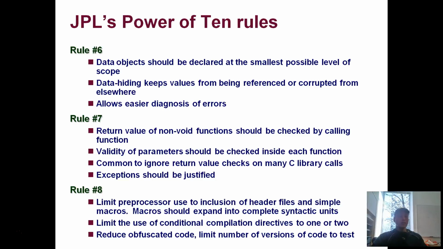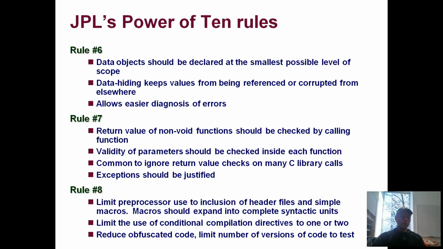Rule number 6, data objects should be declared at the smallest possible level of scope. And this allows you to hide data from other parts of your program to keep them from getting referenced or corrupted from outside of wherever they're being used. And so this confines your state to wherever it's actually needed, and allows you to diagnose errors because you sort of compartmentalize the state that you're storing and operating on.